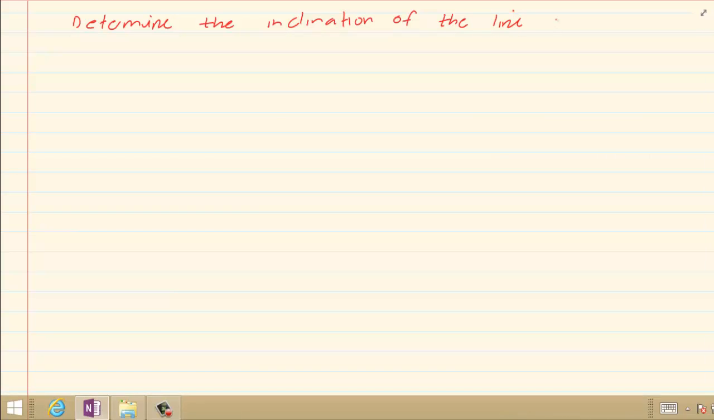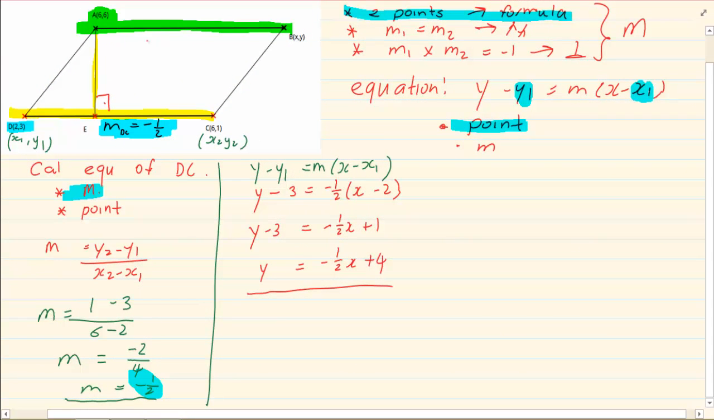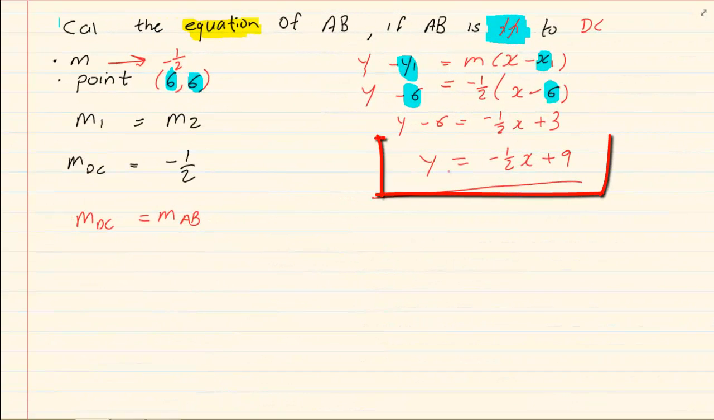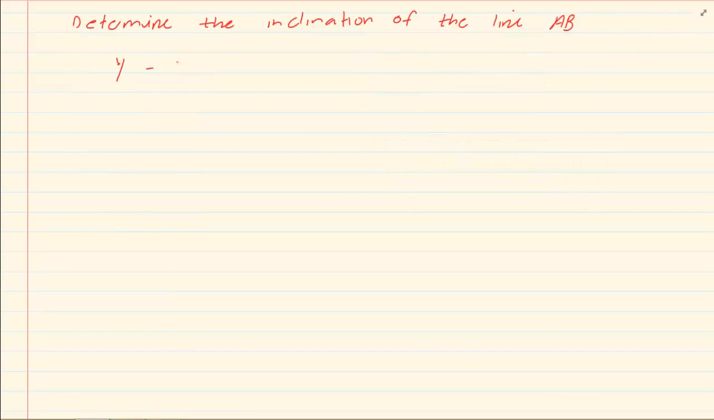Now the last part of your summary is inclination. If I say determine the inclination of the line AB, so we're working with AB. Remember, it's not drawn on a Cartesian plane, but you do know the equation of that line. The equation of the line was y is equal to minus a half x plus 9.